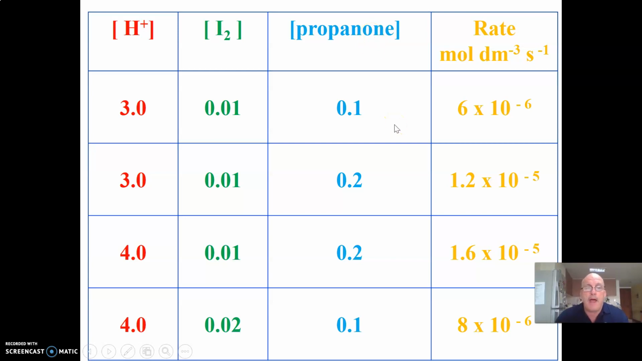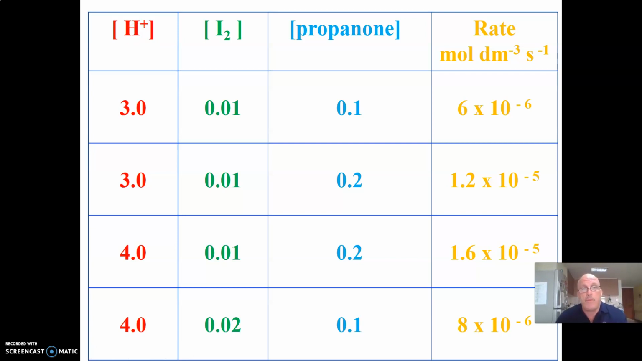Okay? And now you can see another experiment where propanone is kept the same, iodine is kept the same, and you can see that this is going up 30%, and this increases by the same proportion. So it's also first order with respect to the catalyst, with respect to the H+.